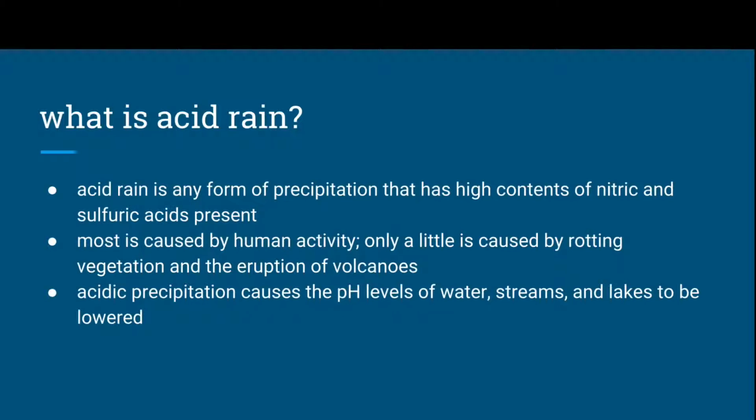What is acid rain? Acid rain is any form of precipitation, such as rain, snow, or hail, that has high contents of nitric and sulfuric acid present in it, causing it to have a pH level below 7. Most acid rainfall is caused by human activities. For example, many factories emit many gases from their smokestacks that cause acid rainfall to occur. When this type of rain occurs, the pH level of water will be significantly lowered, making it hard for many aquatic animals to survive.